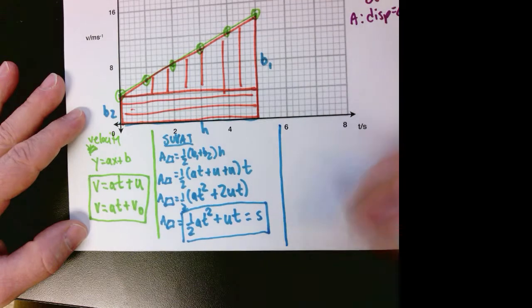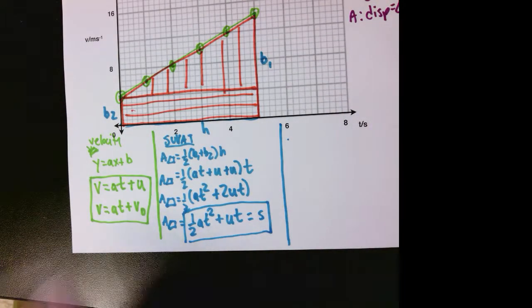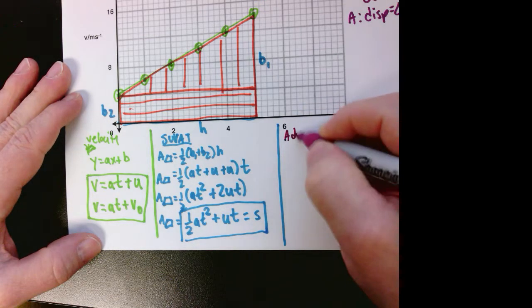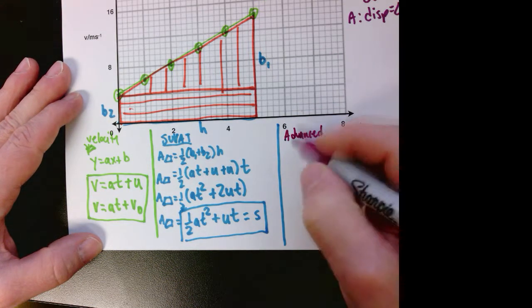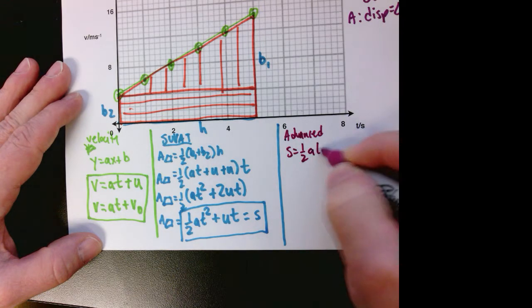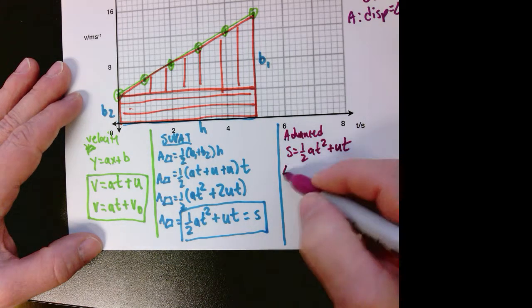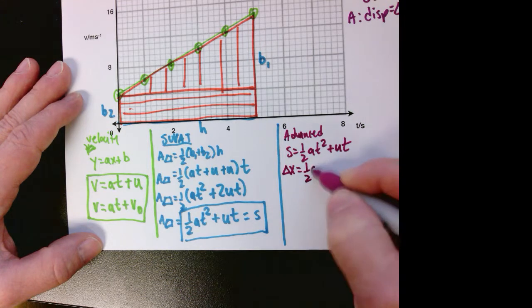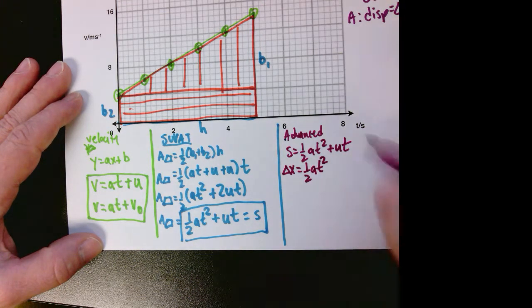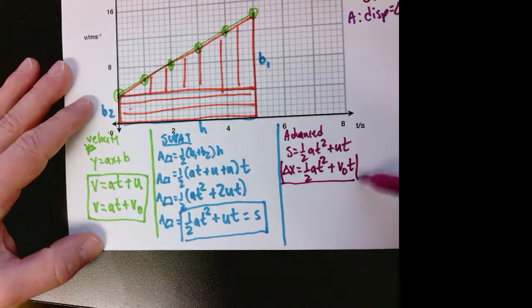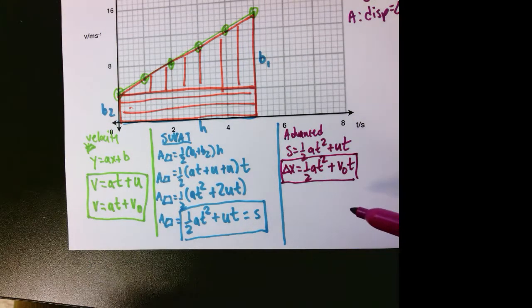Now, in our advanced formula, we know that the only thing that's different is the variables themselves. So with our advanced, we'll start out with s equals 1/2 at squared plus ut. Now in the advanced formulas, displacement isn't s, it's delta x. And we have 1/2 the acceleration times the time squared used in both systems. And the initial velocity is v0. So those are our 2 equations for the displacement when we have an initial velocity.